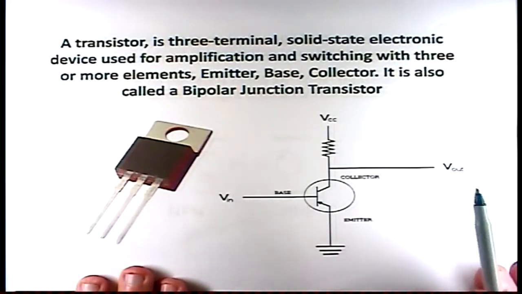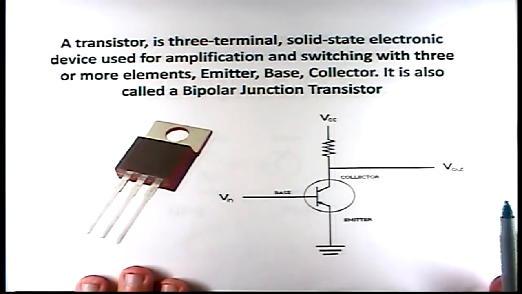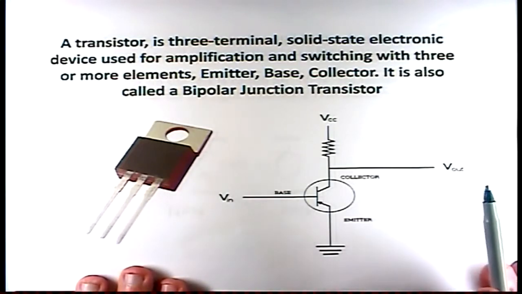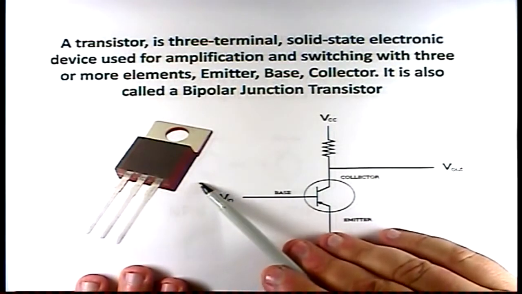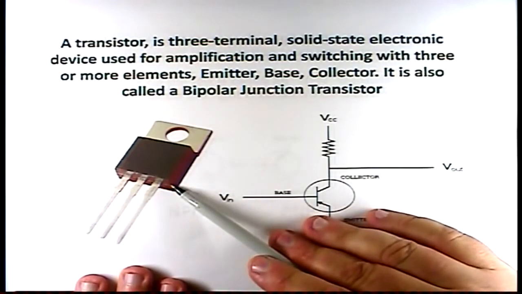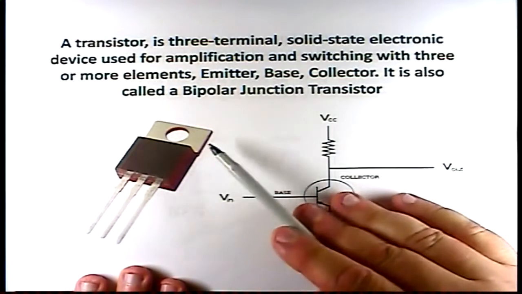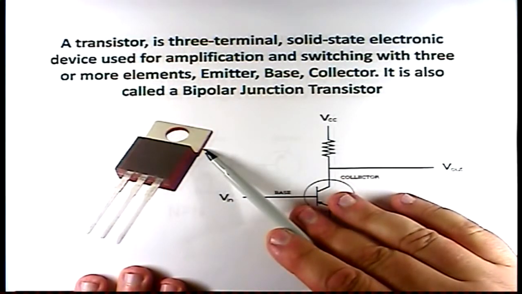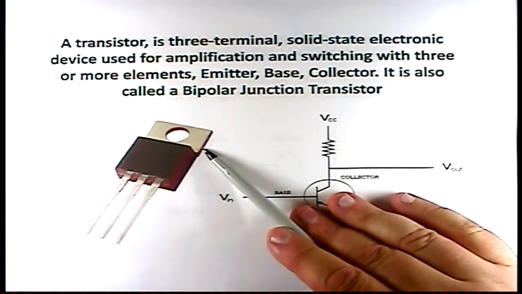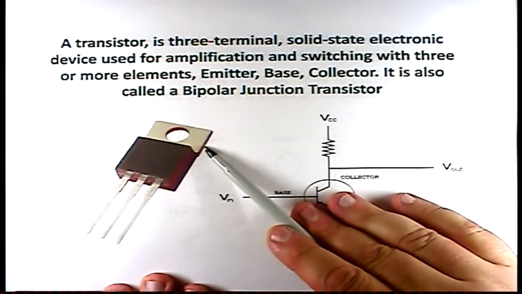A transistor is a three-terminal solid-state electronic device that is used for amplification and switching. It has three elements: an emitter, a base, and a collector. It also can be called a bipolar junction transistor. This is a picture of a transistor here. This transistor is a power transistor, a medium power transistor. You'll notice it has this tab on the top. This tab on the top is called a heat sink. A heat sink is there because a transistor is not totally efficient. If you don't dissipate the heat, the transistor will overheat and stop working.